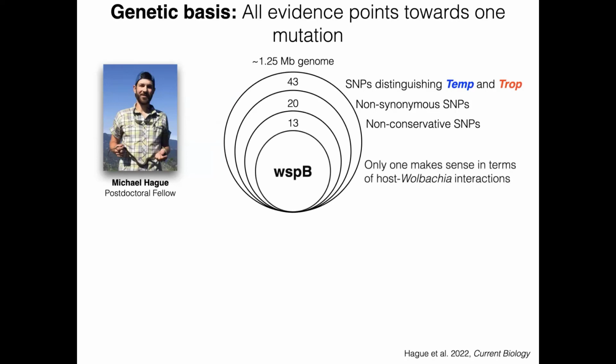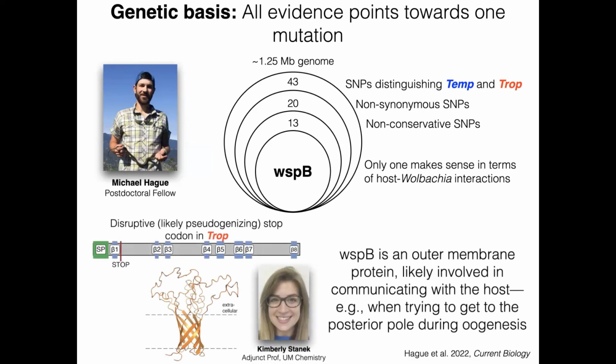And only one really makes sense in terms of host Wolbachia interactions, and that's this Wolbachia surface protein B. When we look at that, what we see is a stop codon. This is disruptive, we think likely pseudogenizing stop codon, and we observe it in the tropical variant. This is an outer membrane protein likely involved in communicating with the host, so you can think about this being important, for example, in the process of getting to where you need to be to get into the next generation. We obviously don't know yet exactly what's going on, but this is, we think, a very good candidate so far.